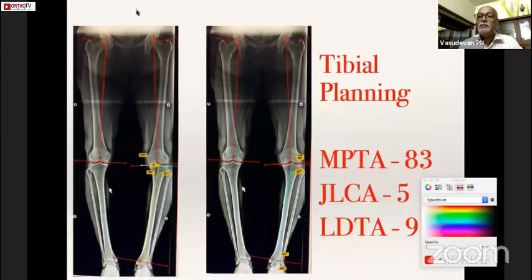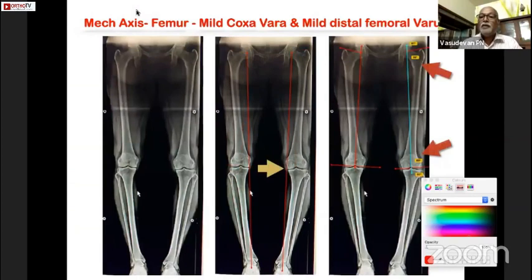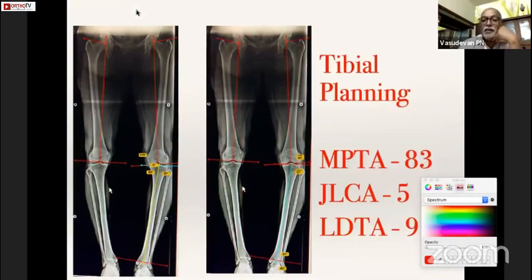a mild coxa vara. And there is a distal femur varus. There is a proximal tibial varus. MPTA is only 83 degrees. There is a JLCA of 5 degrees. And there is an LDTA of 91 degrees. So everywhere it is varus. Upper end is varus. Distal femur is varus. Proximal tibia is varus. Distal tibia is also in varus.